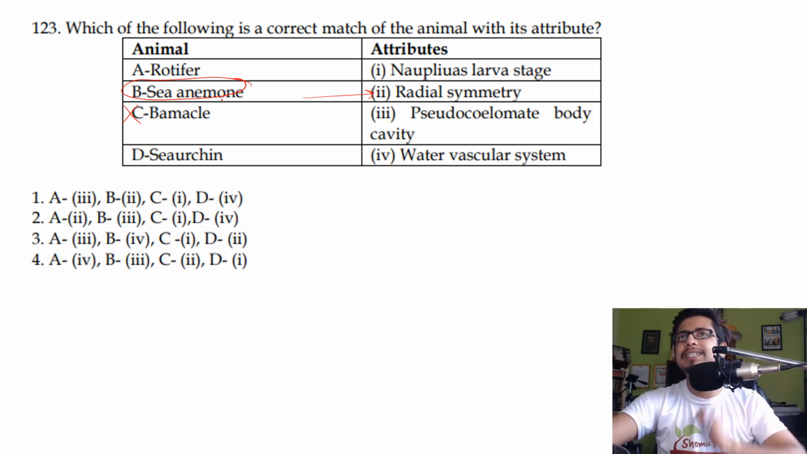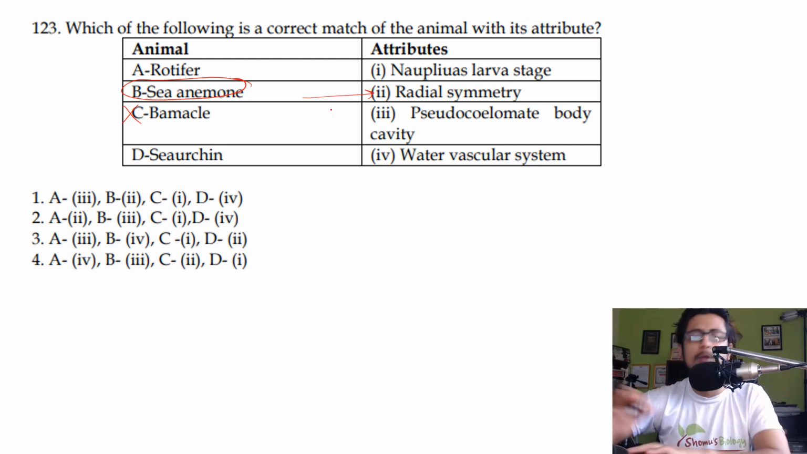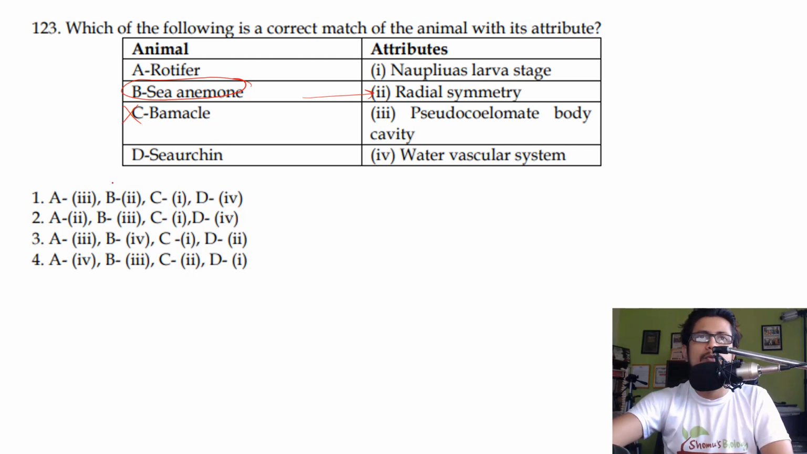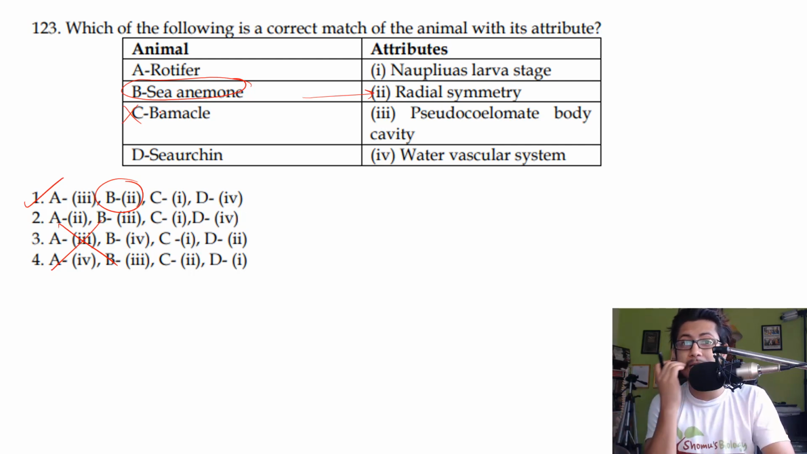So if I know that sea anemone has radial symmetry, let's say we don't know any other fact, so B with 2. Let's look at the option with B with 2. There is only one option with B with 2, that makes our job much easier. So we know the rest of the options are wrong. Option 1 is the correct one, because I know that sea anemone has radial symmetry. This is how you can answer the question without even knowing the rest of the details.